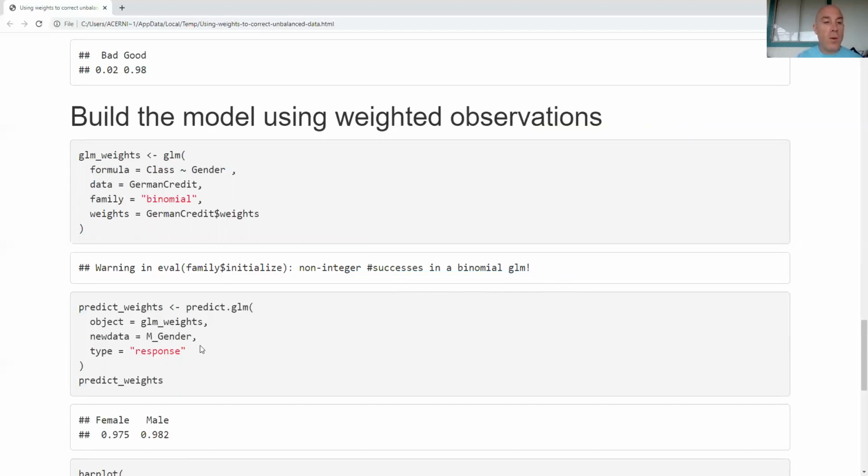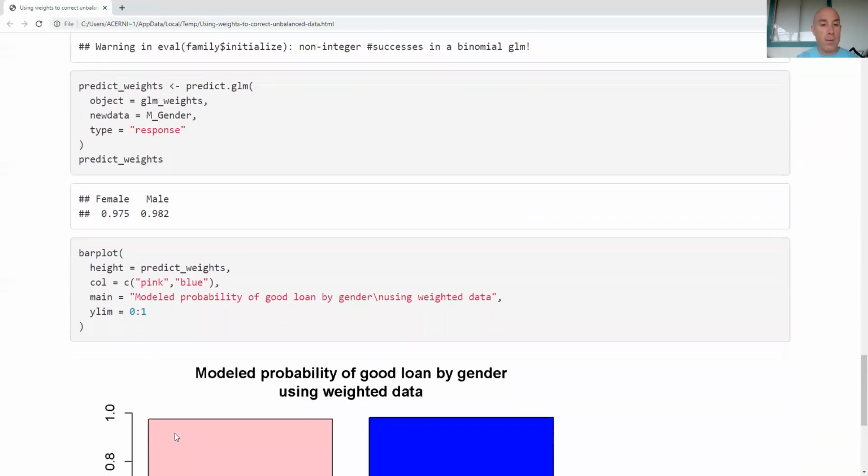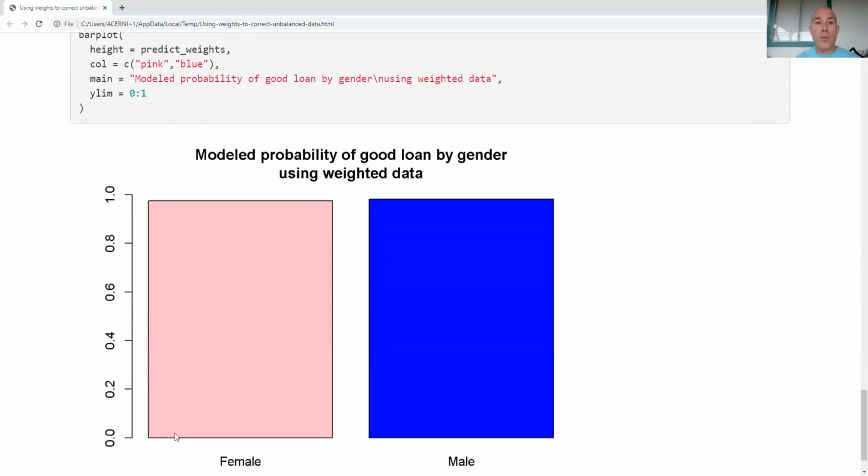And so now, when I run predict on my weighted model, we see that for females we get a little bit lower than 98% good loans, and for males, a little bit better than 98% good loans. That matches what I understand the distribution of good and bad loans to be. So I'm satisfied with this. I'm happy. And here's a bar plot just to show you the difference.